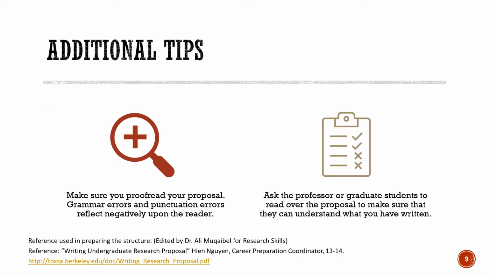Additional tips before we conclude: make sure that you proofread your proposal. Grammar and spelling mistakes reflect negatively upon the reader, and it might show that you are careless. The one who has all these mistakes in the proposal stage is not expected to have a good research work. Ask colleagues, professors, graduate students, and if you have a mentor, to read your proposal, to proofread it, and have a different brain. Sometimes we read from the end to the beginning to find more mistakes.